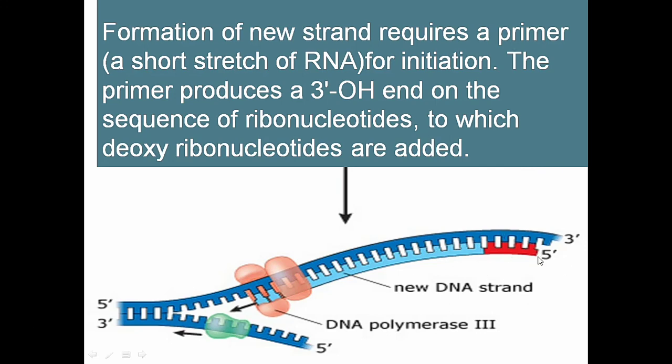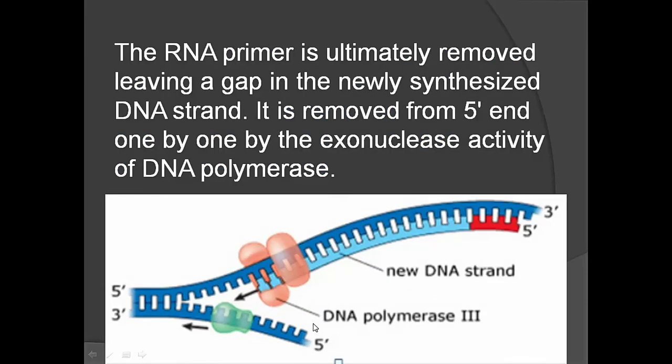This is the 5' end of the RNA primer. This is the 3' end of the RNA primer, which has an OH end, to which DNA nucleotides are added. That is, deoxyribonucleotides are added by DNA polymerase. The RNA primer is finally removed, leaving a gap in the newly synthesized DNA strand. The RNA primer is removed from the 5' end one by one by the nuclease activity of DNA polymerase.